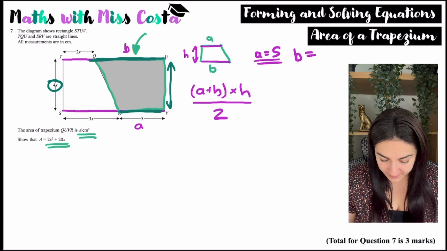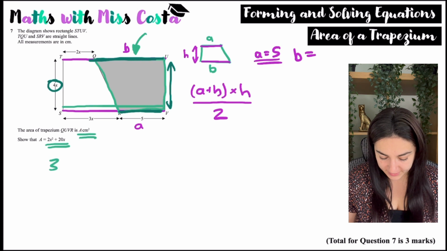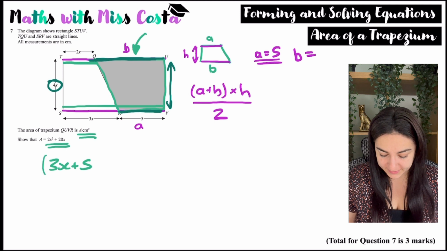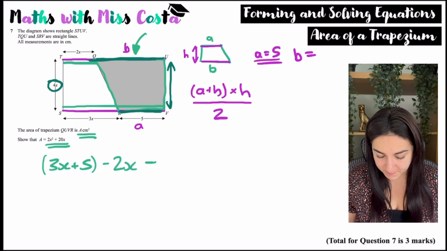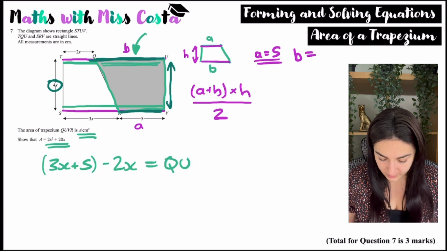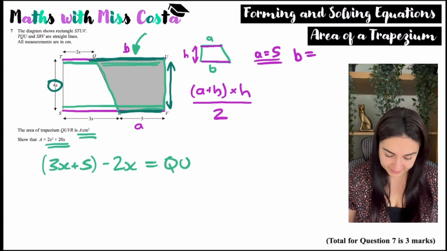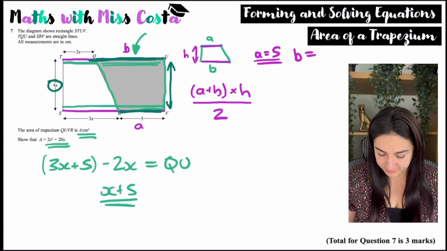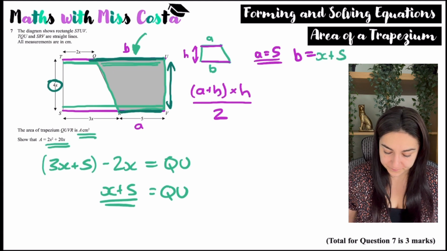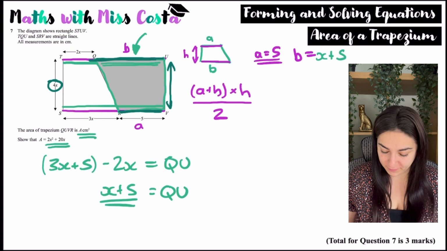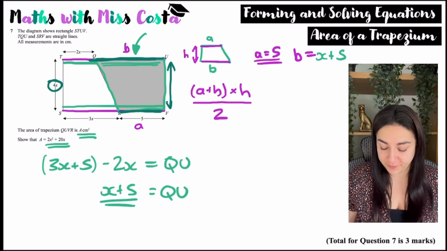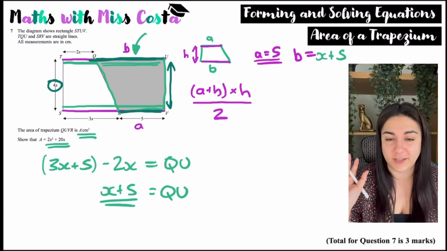So I know that this whole length here is 3x plus 5. I know this length here is 2x. So 3x plus 5, take away 2x, must leave me with this bit here, QU. So 3x plus 5, take away 2x, leaves you with x plus 5, which must be the length of QU. So B must be x plus 5. Now there's loads of different ways you could write the area of a trapezium. You could write half A plus B times height. You use whichever formula you feel most comfortable with.